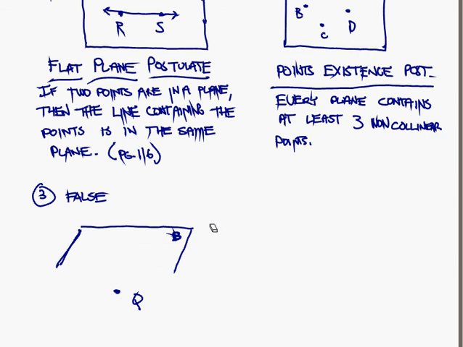Okay. So let's go back to pen. Alright, so we have the plane B. Here we have a line with P and Q. And you notice that Q is not on plane B, but there's a line through P and Q. So there's a sketch of a counterexample. Okay. Number 4.